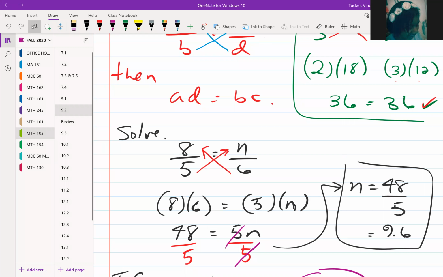All right, questions on that? So you take that thought process and that principle, you cross multiply, then you divide by the number that's sitting in front of your variable.